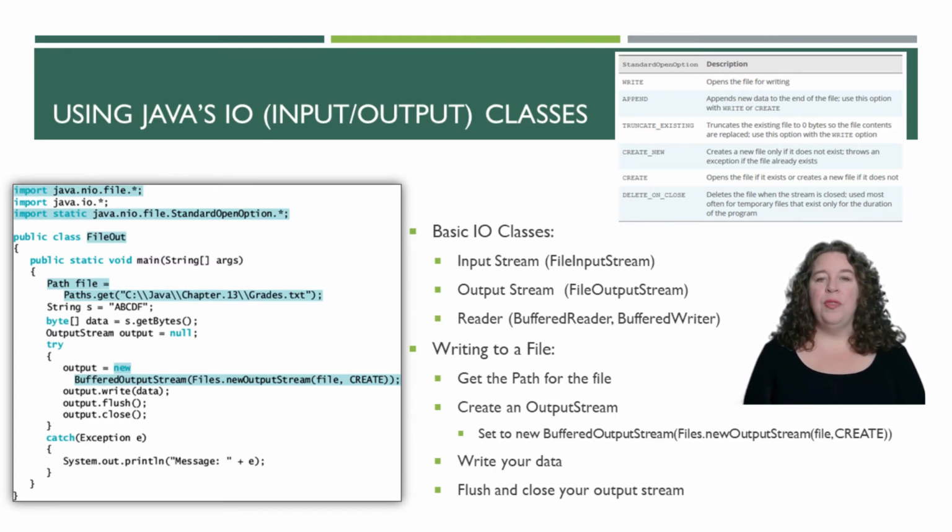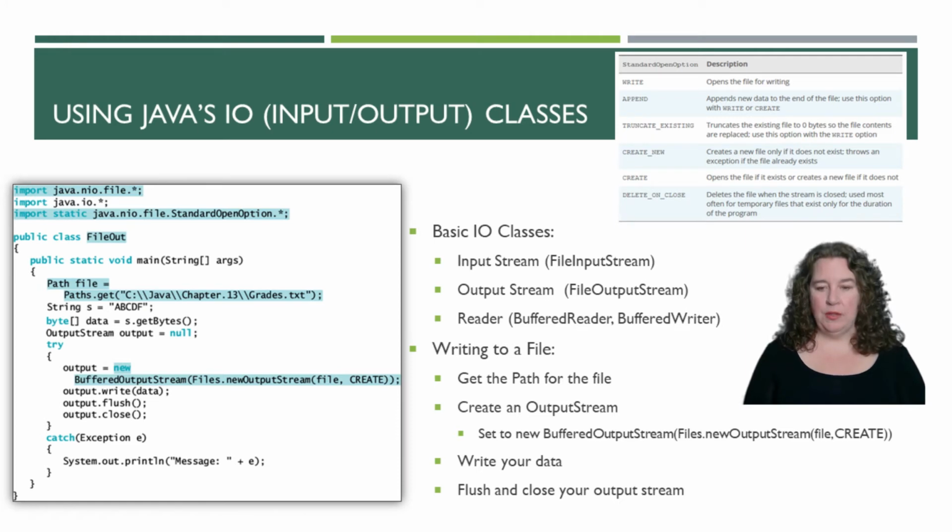And then with that buffered output stream, I'm going to call the method write. I'm writing to the output stream, and I'm writing that byte array of my data, A, B, C, D, F. I'm writing that into my output stream. At the end, I'm going to flush my output stream.